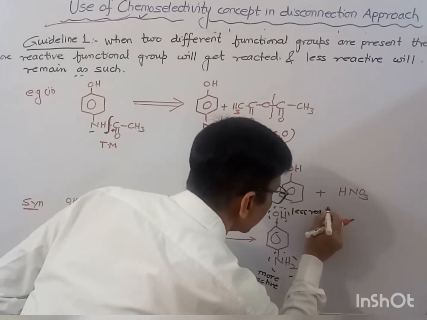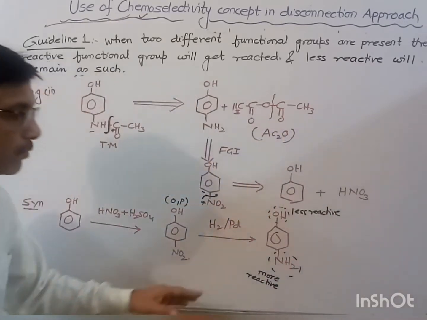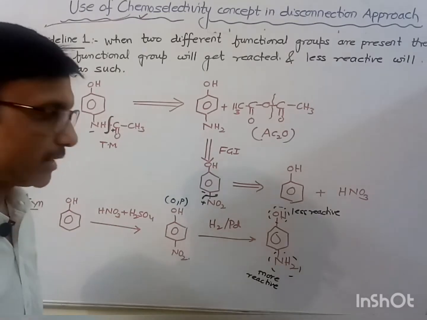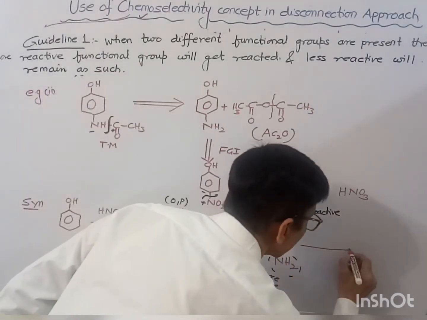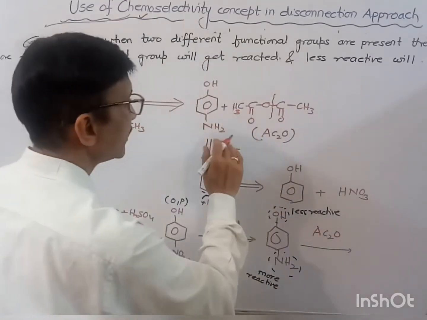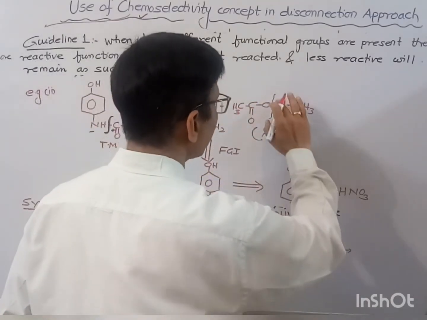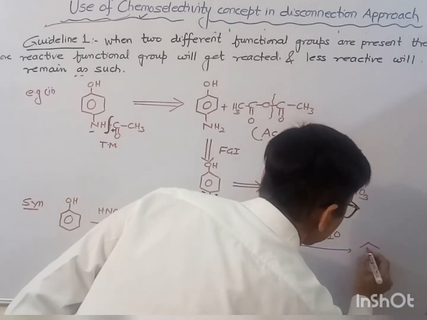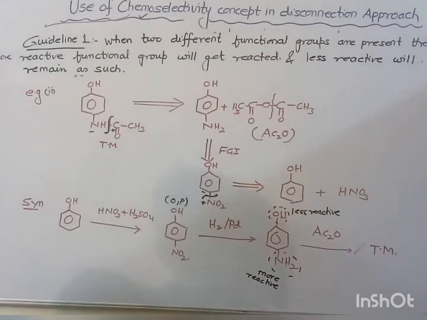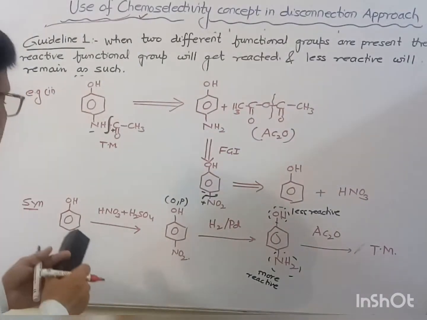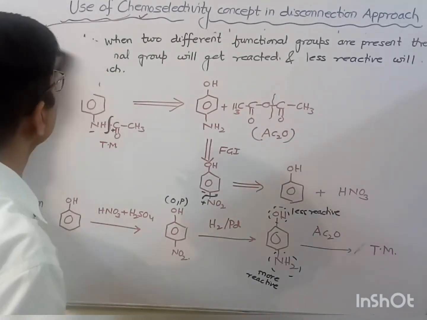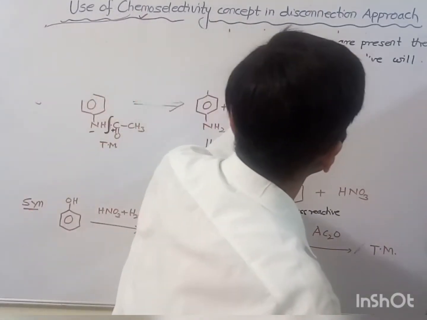According to the guideline, the more reactive functional group will react and the less reactive functional group will remain unreacted. So now in presence of acetic anhydride, this part will be left out and we will get the target molecule. Okay. So this is guideline number 1. Now let's come to guideline number 2.